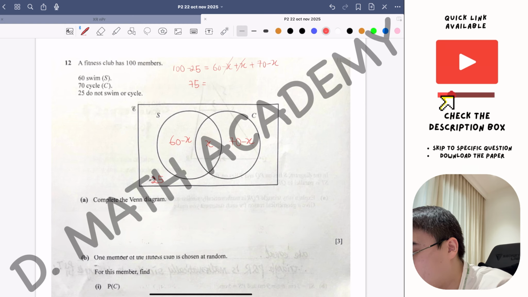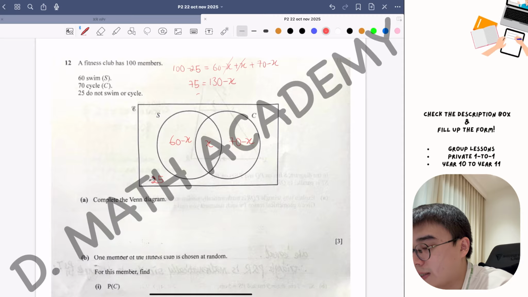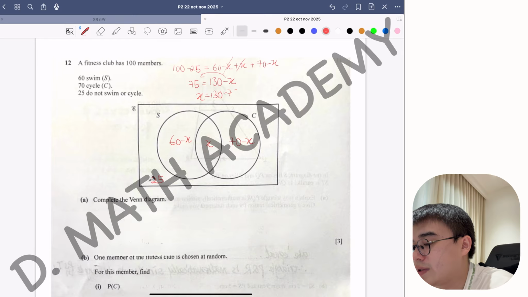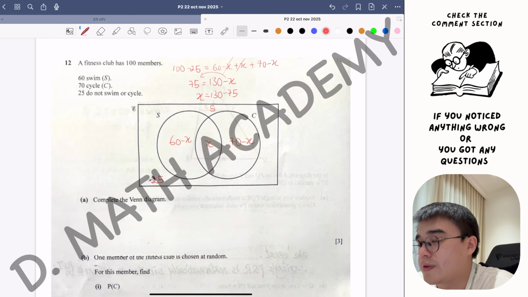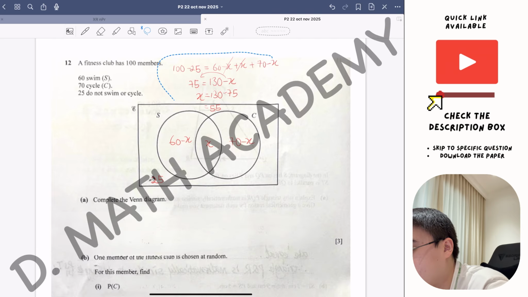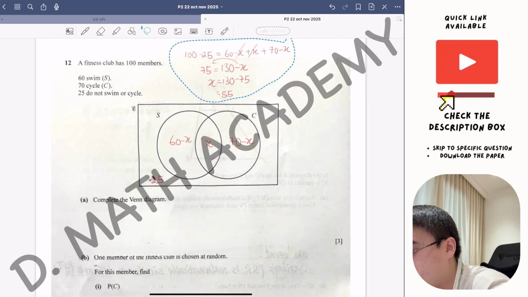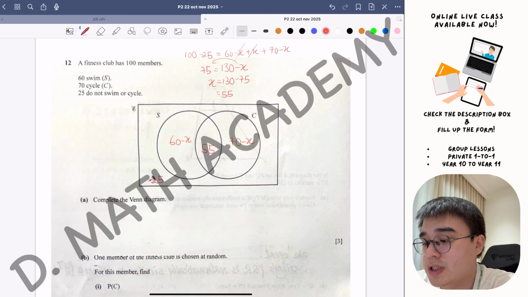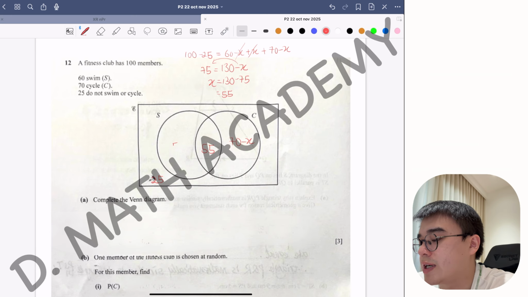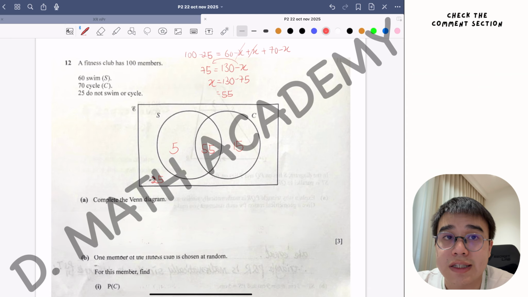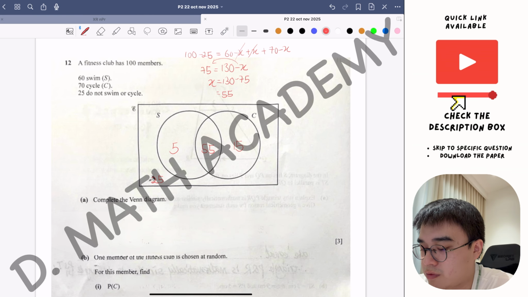How much is this? 130 minus x. X as the subject, I bring it to the front. 130 minus 75, which is 55. So this tells us that the middle part is 55. You can then proceed to write down your 55 as your answer. 60 minus 55 will be 5. 70 minus 55 will be 15, and this right here will be your full answer.